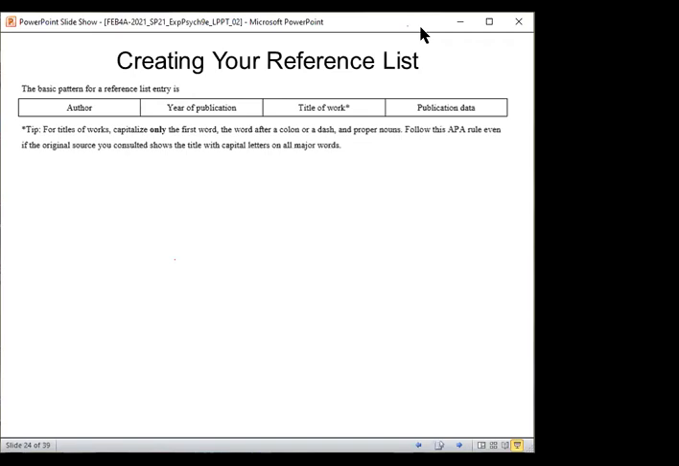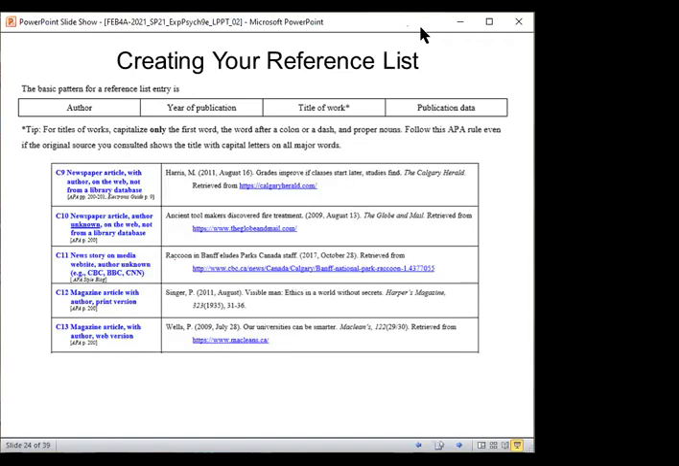I'll point out some of the things that I've seen and what most people use by way of references. Here are snippets from some of the sources in the reference instructions. So here for C9, we have a newspaper article with author on the web, not from a library database. So here you see Harris M, 2011, August 16, the title of the article, the source, and then retrieved from. All right, newspaper article, author unknown.